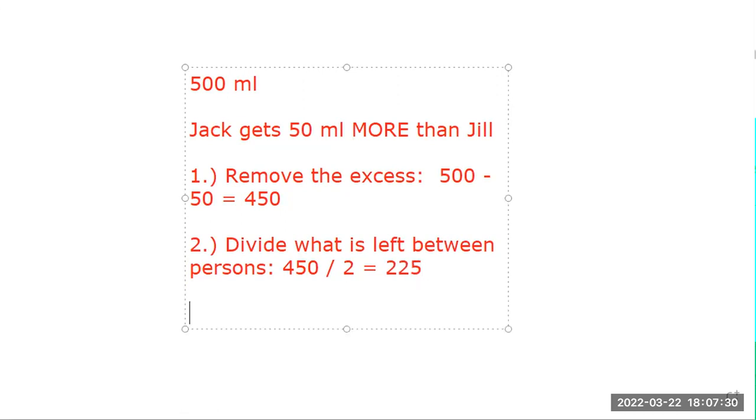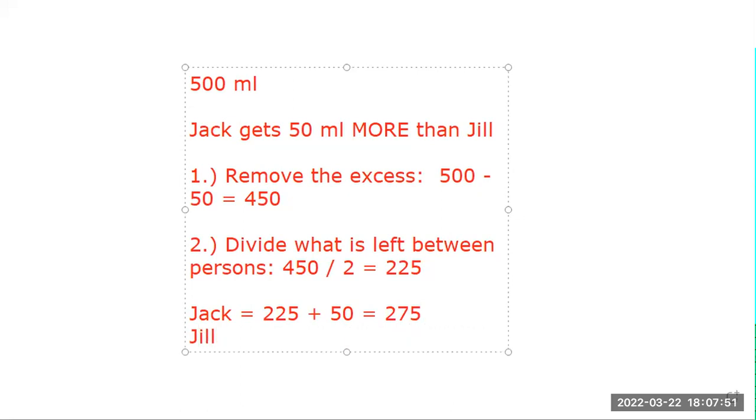Now we could have stopped here, right? Because you know for a fact that Jack would have gotten 225, but you'd have to add the 50 milliliters back to get Jack's total amount, right? So Jack would have gotten 275. And Jill would have gotten the 225 alone, right? So both of them would get 225, but remember, when the question asks for Jack, in this case, it would have been 275. You have to add the 50 that you removed at the beginning.